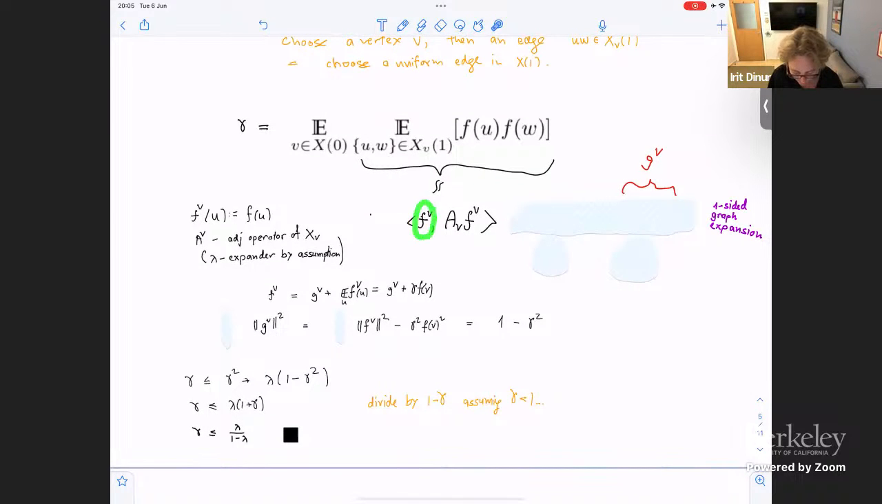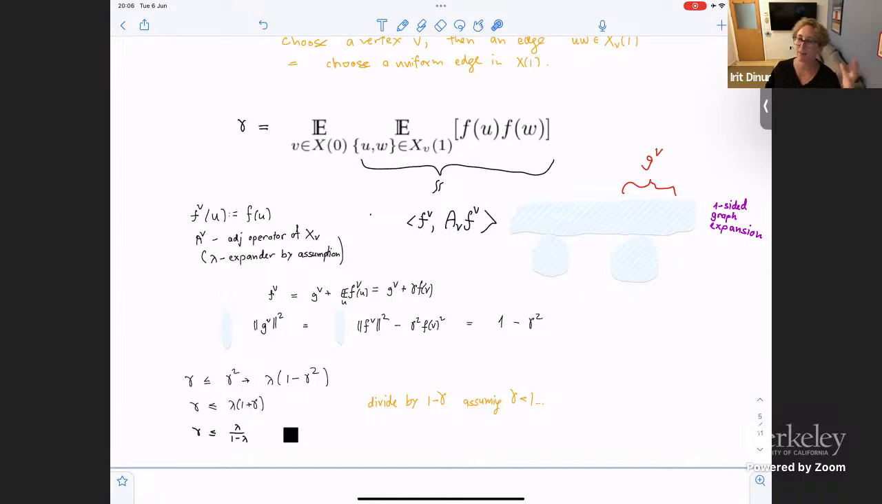F^V does not have expectation 0, so we shift it to G^V. What is G^V? It's F^V minus the expectation of F^V. Okay, G^V is a function that has expectation 0 inside the link. And by the way, what is the expectation of F^V? You look at the vertex V, you look at all of its neighbors, all the u's that neighbor it, and you take the expectation there.